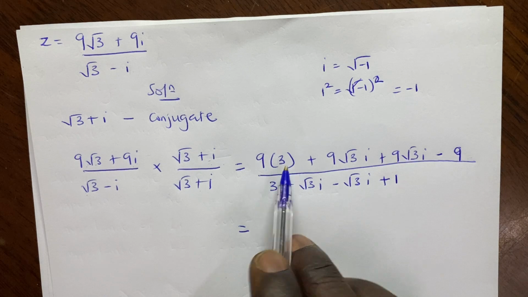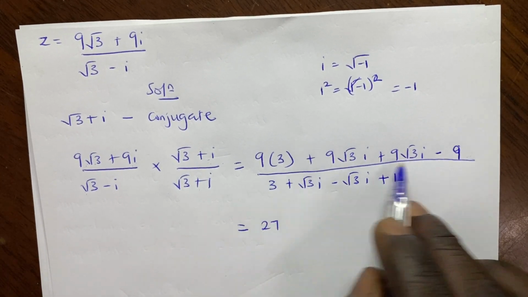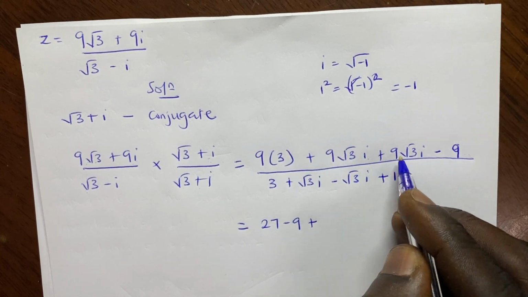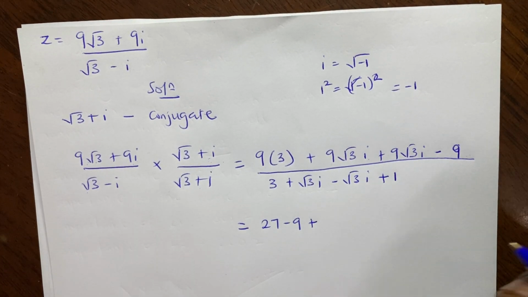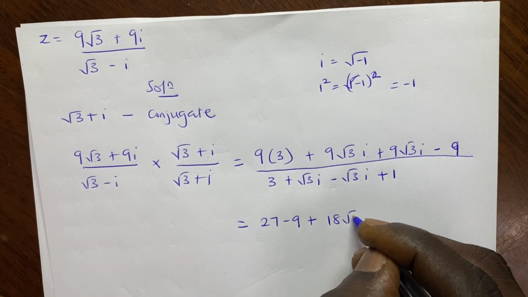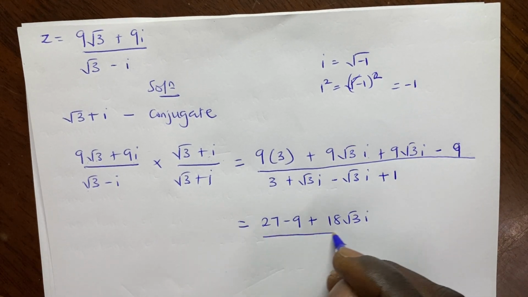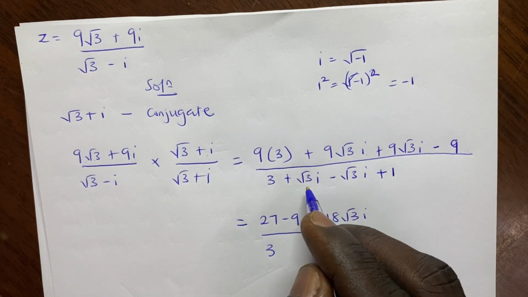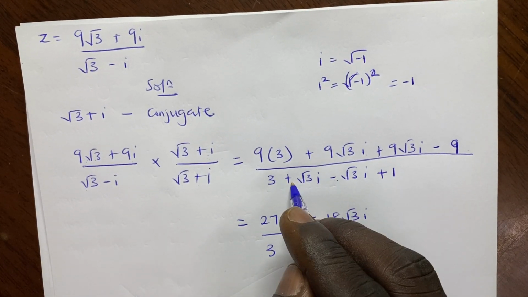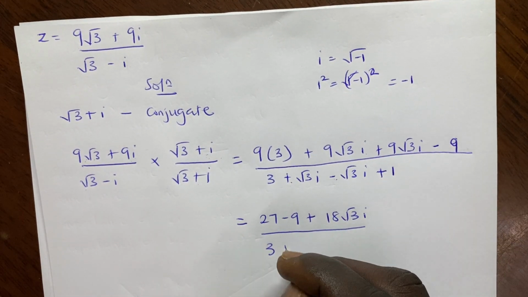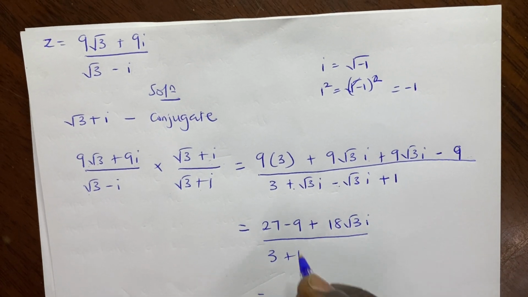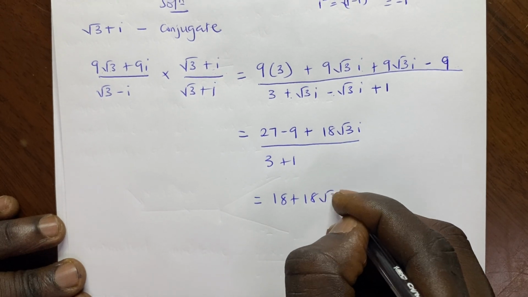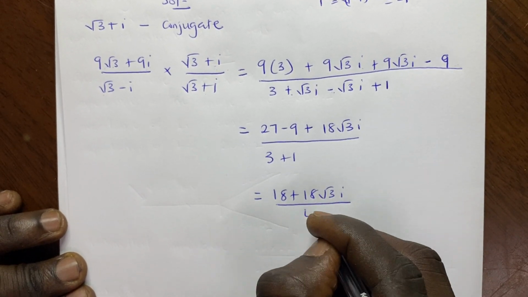So here we are getting 9 times 3, which is 27, and then we are getting minus 9 here, plus 9 root 3I plus 9 root 3I. So because they are same, we can just add them, getting 18 root 3I divided by 3. This will take away this because they are the same, and then they have different signs. So we are getting 3 plus 1. And now our answer is going to be 18 plus 18 root 3I over 4.